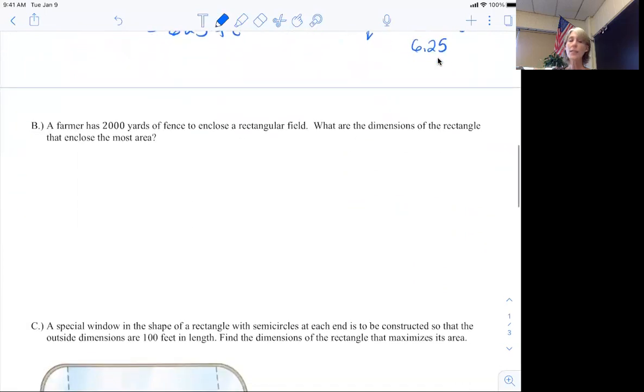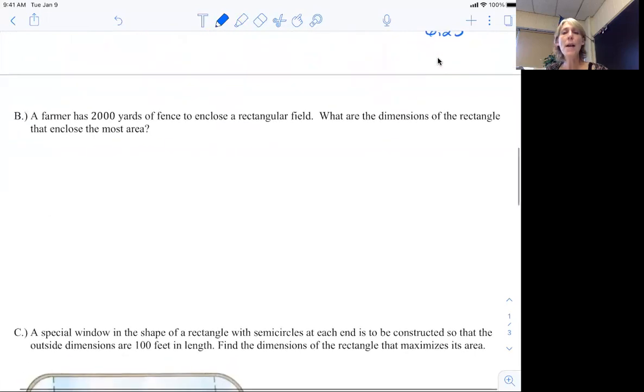So we're going to have this situation and we're going to have to come up with our own function to use. A farmer has 200 yards of fence to enclose a rectangular field. What are the dimensions of the rectangle that enclose the most area? Important things in this problem: 200 yards of fence, dimensions of the rectangle, and the most area.